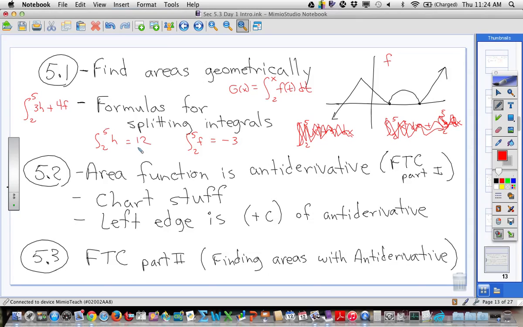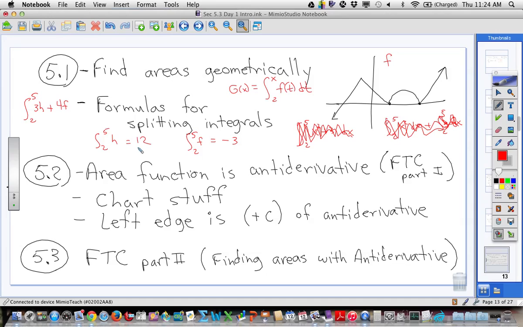Okay, the second section is where we did the area function is the antiderivative. So all this chart stuff, right? The left edge is the plus c of the antiderivative, which when you're doing the chart stuff doesn't really matter, like we were talking about, vertical. So we had a lot of those kind of questions. That speed limit law kind of thing was in there, stuff like that. Okay? So looking back at that homework we've done over multiple days, those kind of things.